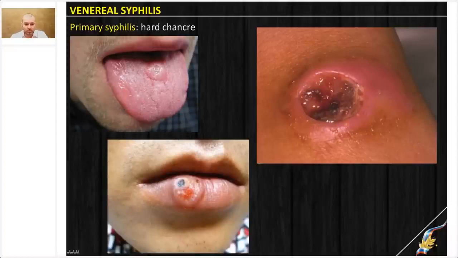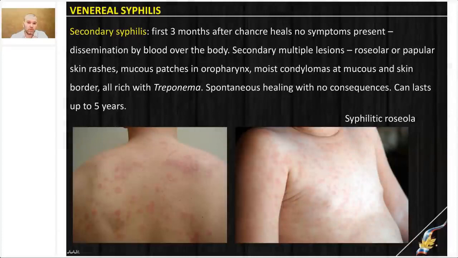So, secondary syphilis usually appears some months after the chancre heals. Some time is required for bacteria to disseminate over the body and to multiply in significant amounts. And for the first, usually 3 months after healing of the hard chancre, no symptom is identified in those people, and that's why they think that they are cured.